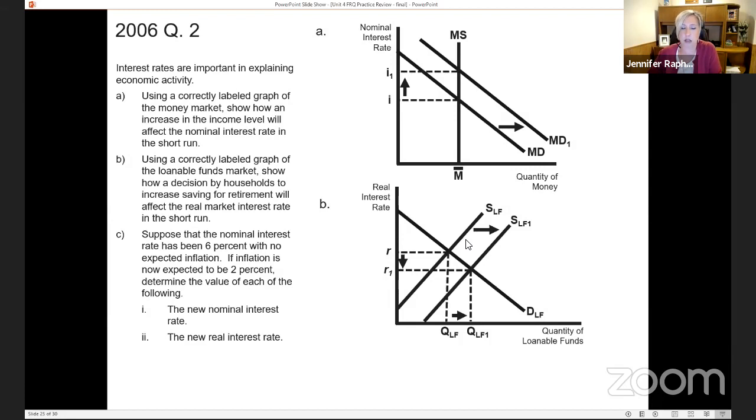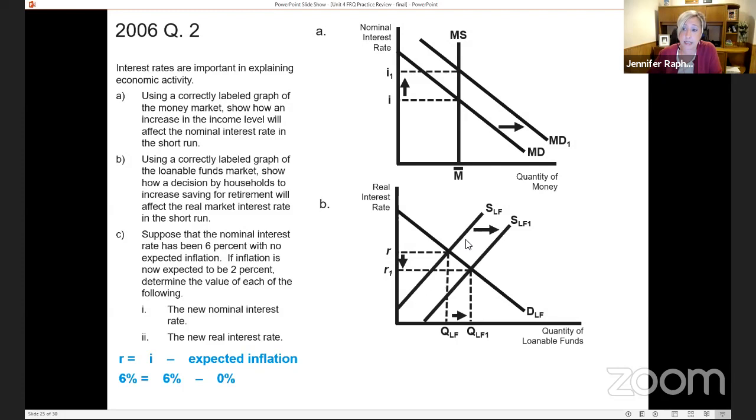All right, and so then the last part C reads, suppose that the nominal interest rate has been 6% with no expected inflation. If inflation is now expected to be 2%, determine the value of each of the following, the new nominal interest rate and the new real interest rate. So let's bring up that equation. The real interest rate equals the nominal interest rate minus expected inflation. So initially, the nominal interest rate was 6%, we were told, and there was 0 expected inflation. So the real interest rate was 6%.